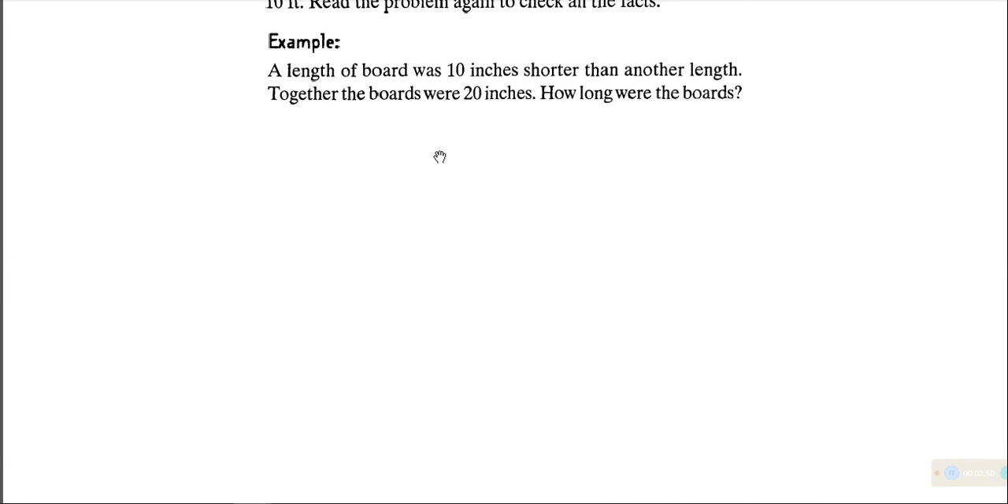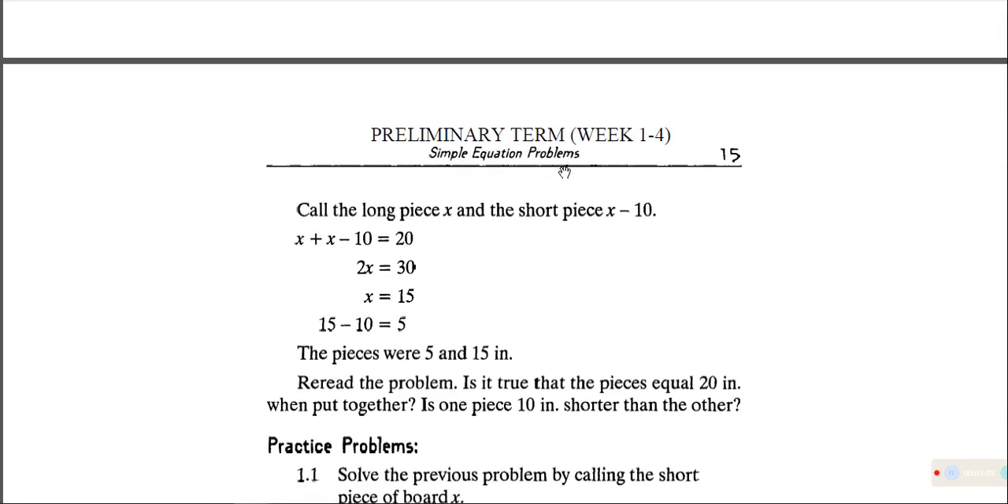Now let's have this example. A length of board was 10 inches shorter than another length. Together, the boards were 20 inches. Okay, how long were the boards? So let's look at the example. Call the long piece x and the short piece x minus 10. Bakit naman x minus 10 yung gamit natin dito imbis na x plus 10? Kasi shorter siya by 10.